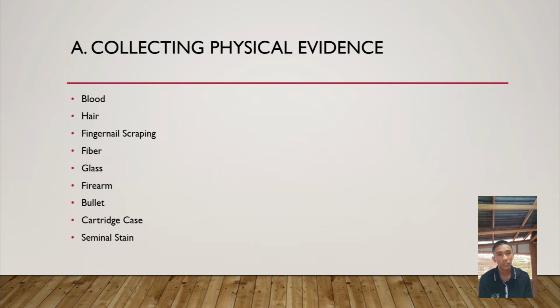So the next one is bullet. It can provide information about the make and type of ammunition and weapon from which the bullet was fired, and whether or not it was fired from a specific weapon, provided the weapon is available for test purposes.